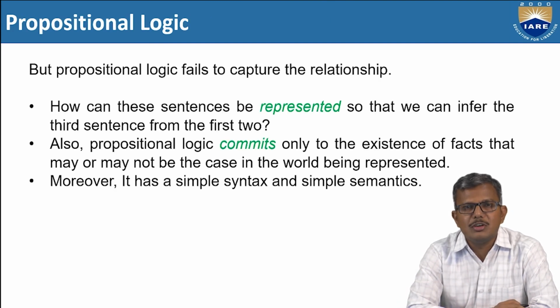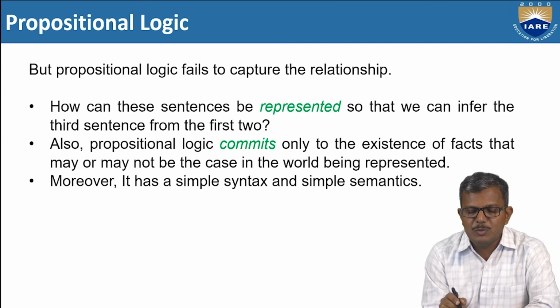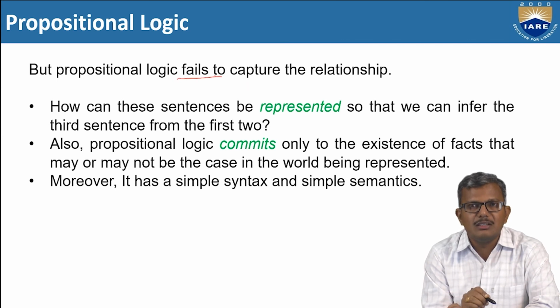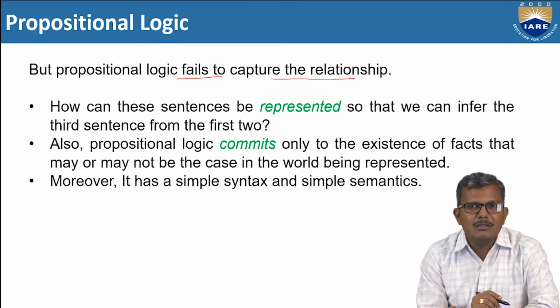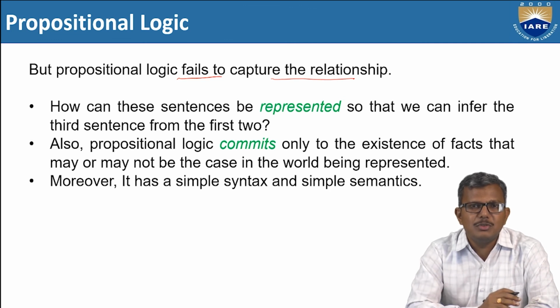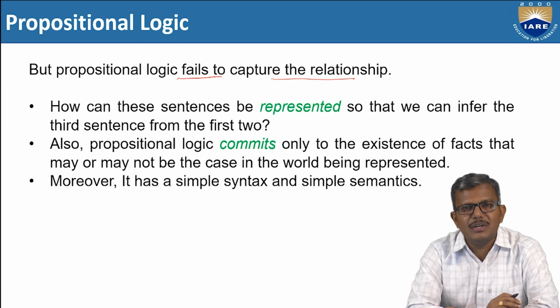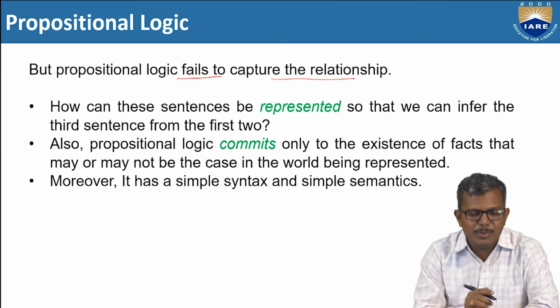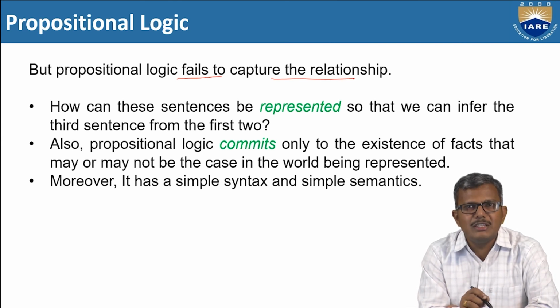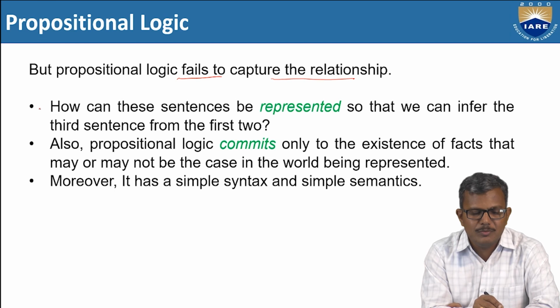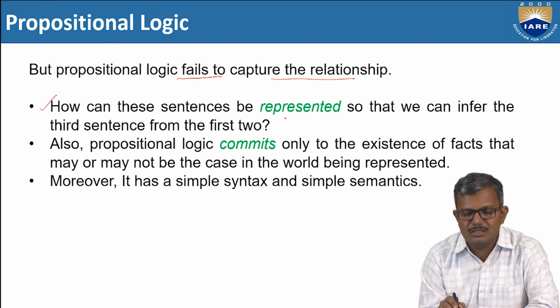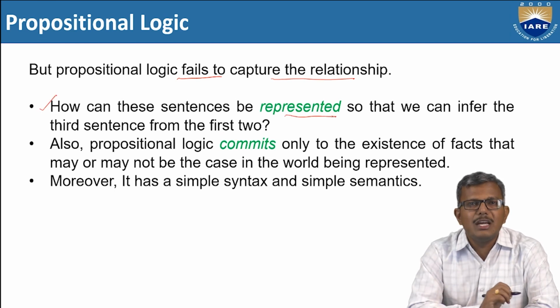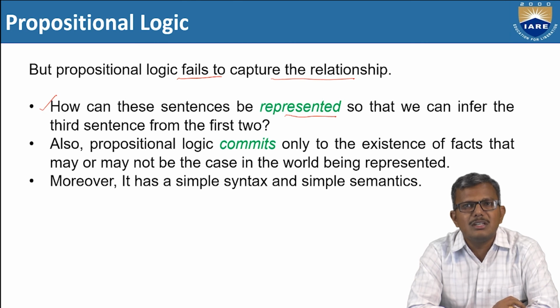Coming to propositional logic, just now we discussed that it has failed in capturing the relationship. If propositional logic is not able to identify or represent the association between the objects, then how can we do it? The very primary question that comes to our mind when propositional logic fails is: how can these sentences be represented so that we can infer the third sentence from the first two?